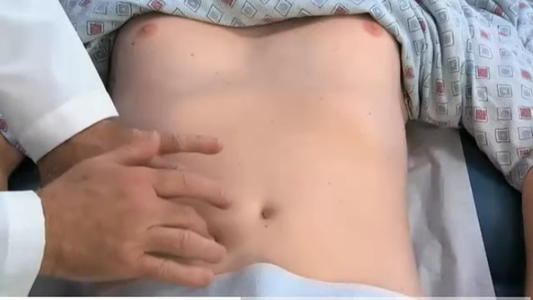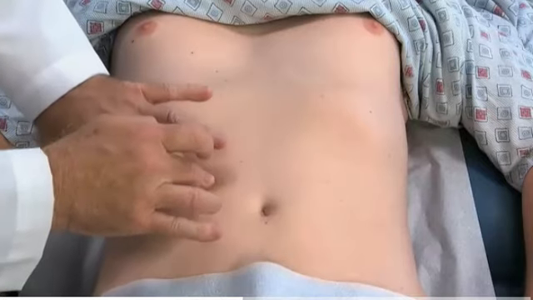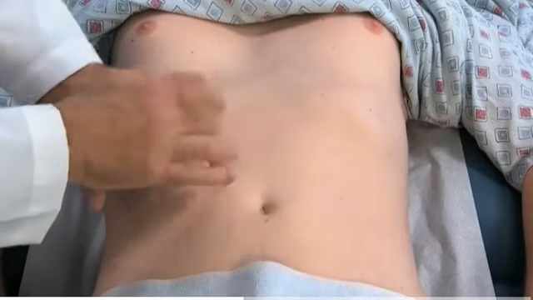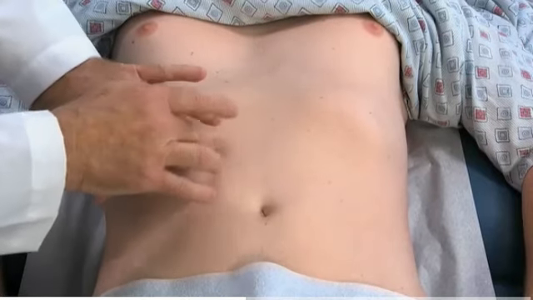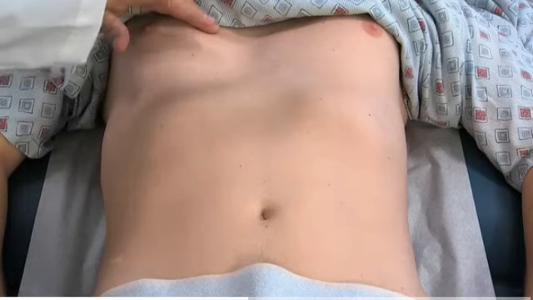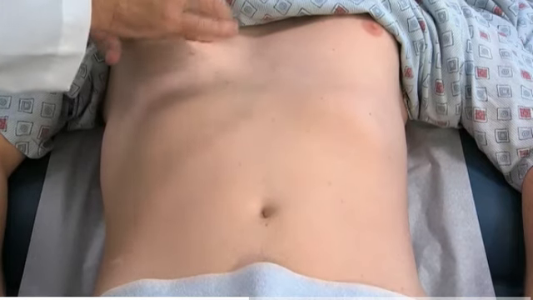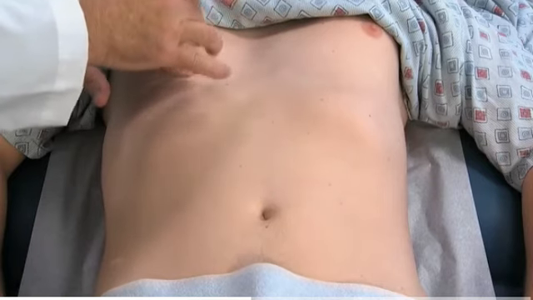Percuss the span of the liver. First, locate the midclavicular line. Use a light to moderate percussion strike. Starting at a level below the umbilicus in the right lower quadrant in an area of tympany, percuss up toward the liver. Identify the lower border of dullness in the midclavicular line.